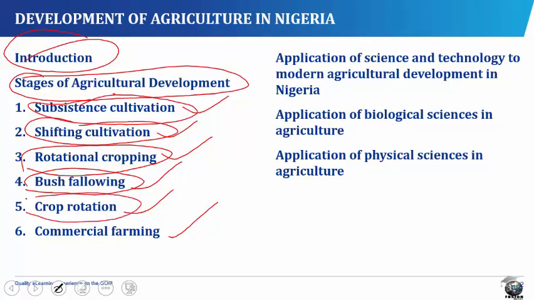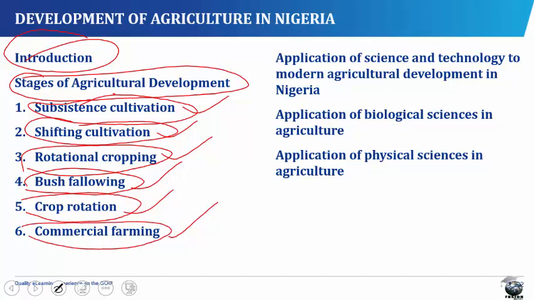Crop rotation. Crop rotation is the practice of growing different crops in a particular order on the same piece of land for many years. The types of crops and the sequence of rotation differ from place to place. The most important requirement is that no one crop should be grown in successive years on the same plot.